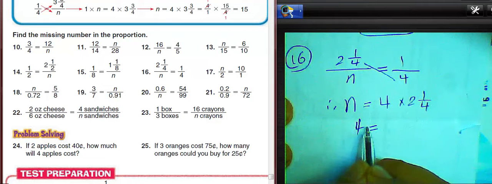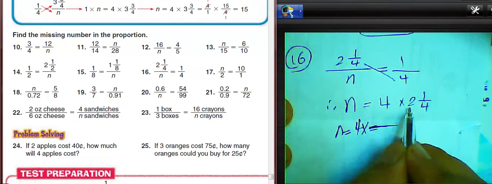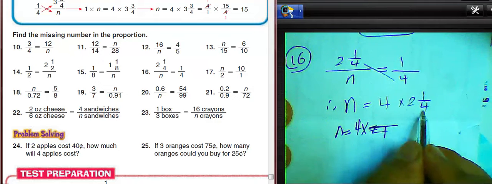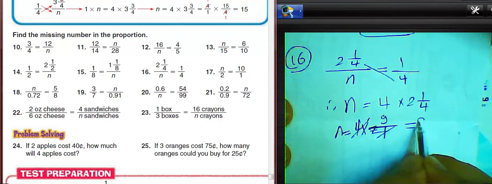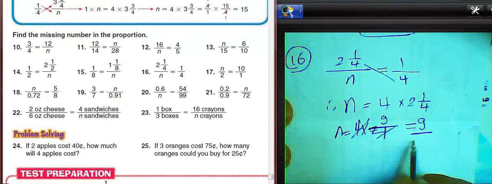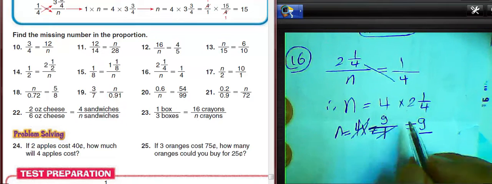n equals 4 multiplied by 2 and 1/4, so write 4 here. 2 times 4 equals 8, 8 plus 1 equals 9. 4 divided by 4 equals 1, 1 times 9 equals 9. Then n will be 9. Question 17.